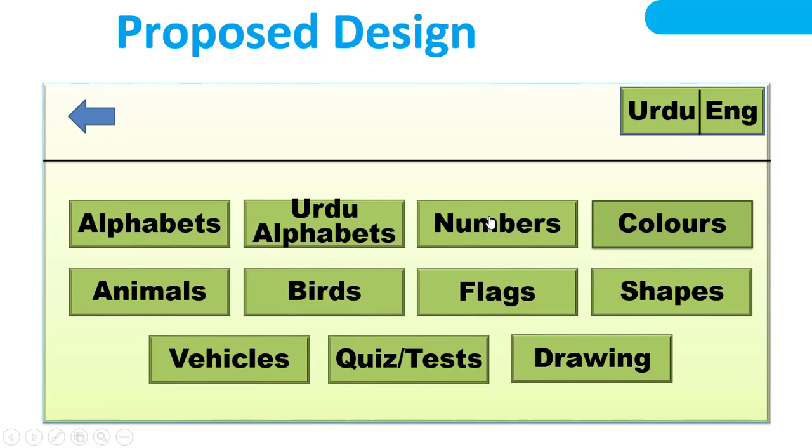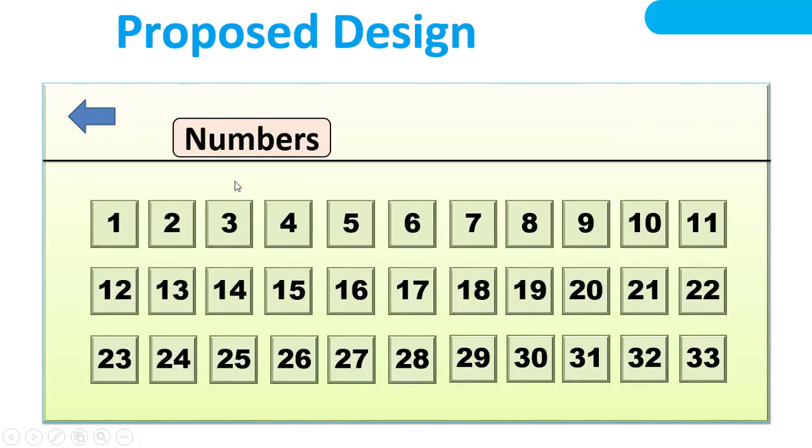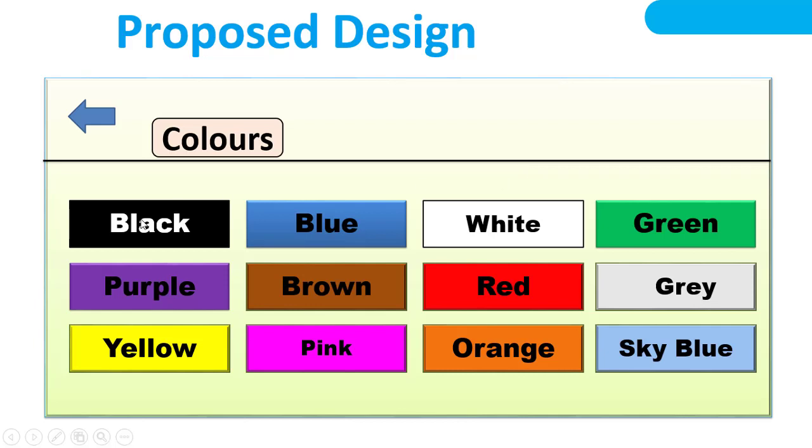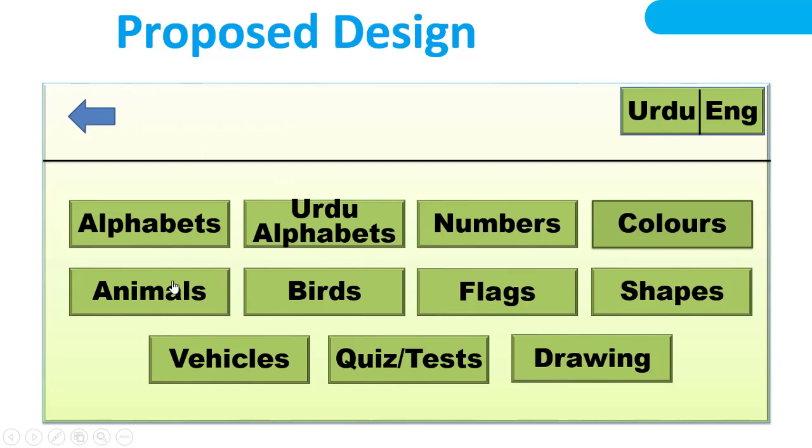The numbers, click on numbers. The numbers menu will appear. We have added 1 to 33 and so on. When you move forward, the numbers also increase. Come back. Now it's the colors. It's a very good thing. This is a black color. This is a blue color. This is white. This is green, gray, sky blue, pink, yellow and so on. Let's go back.